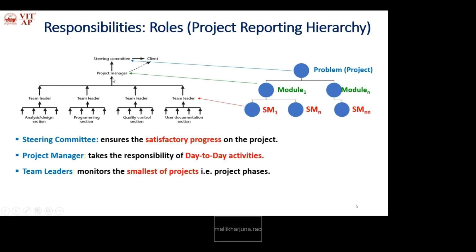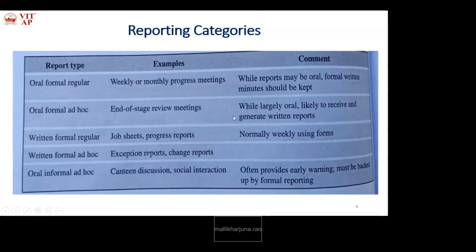The steering committee, project manager, and team leaders monitor the whole project and prepare a report on each task and each subtask. So we prepare a report on the whole project, on every individual module, every individual submodule, and so on. For every object we have to prepare a report, which we will see. Okay, so the reporting categories, the various reporting categories. Report types: basically we have five types of reports.